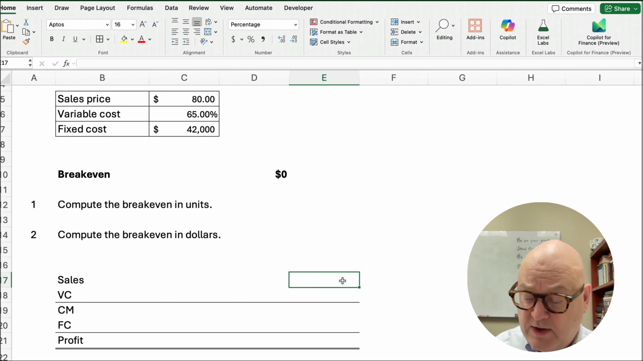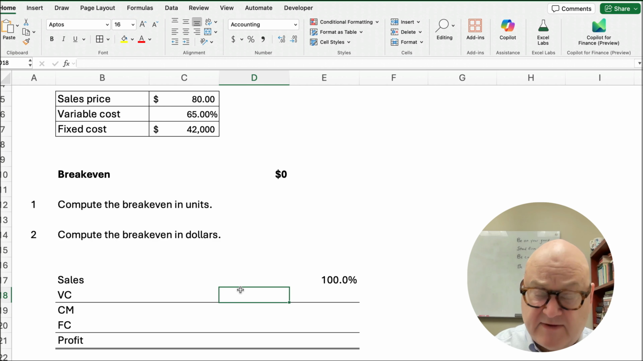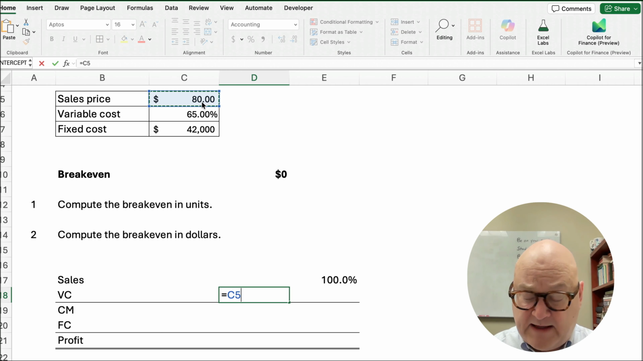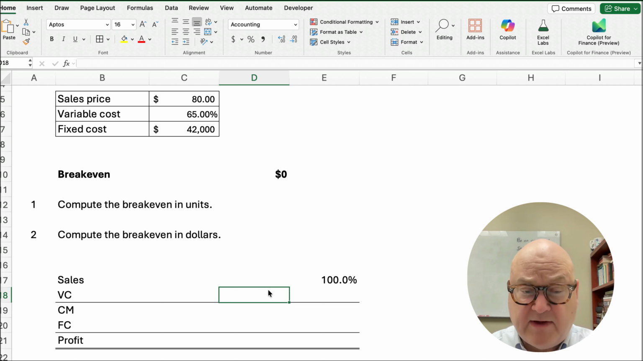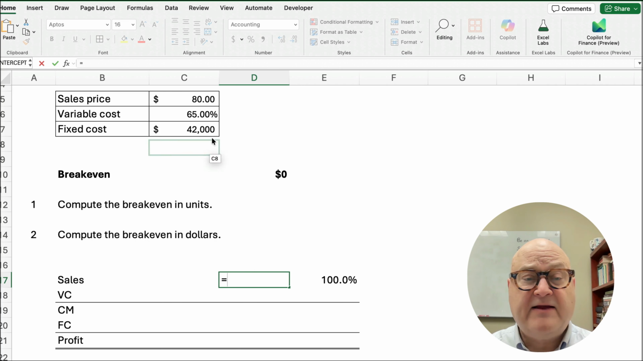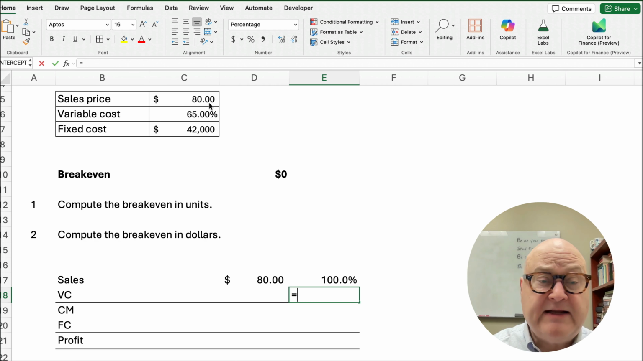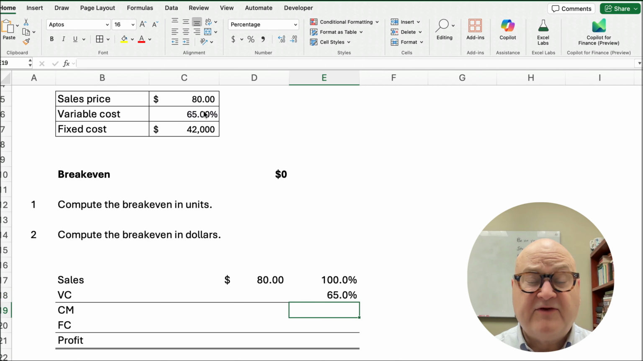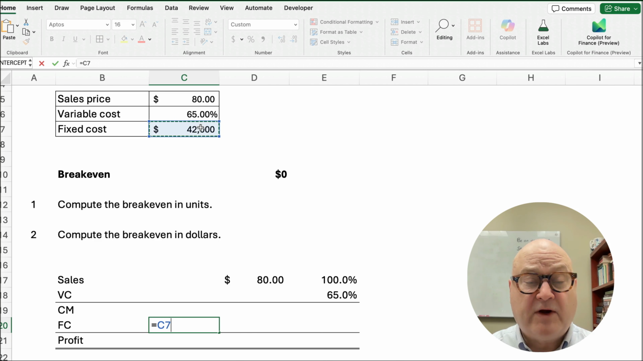Now, before we get started, we already know that our sales are 100%. I've gone ahead and formatted just to make life a little bit easier. So these columns are dollars and this column is percentages. So where does our sales price go? Well, our sales price is $80. Whoops, I need to put the sales in the sales line. And our variable cost, we're given variable cost not per unit, but as a percentage, so 65%. And the other thing we know is the fixed cost is a total of 42,000.